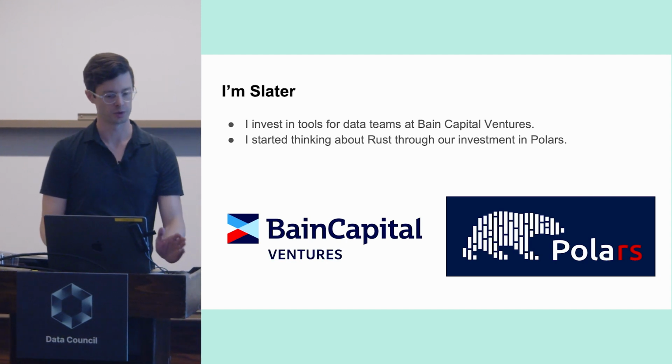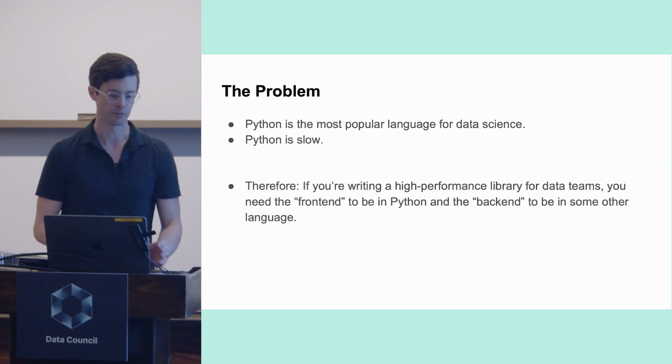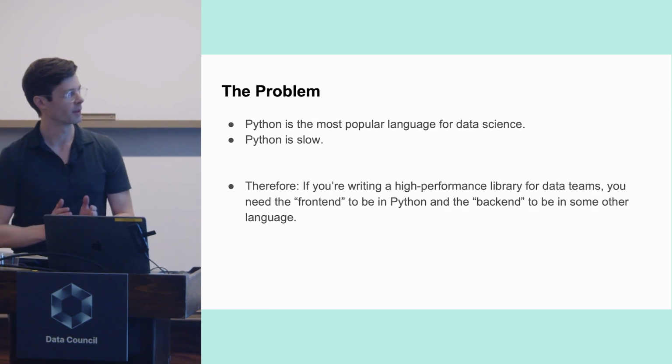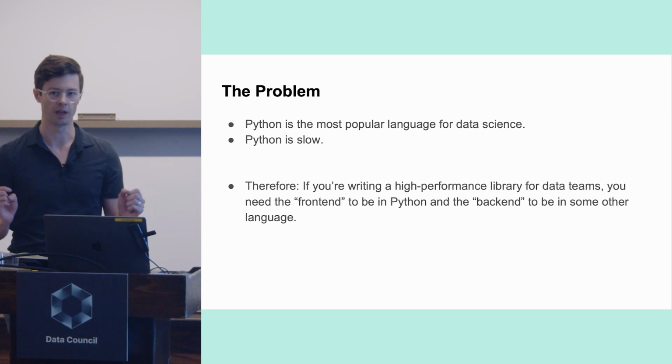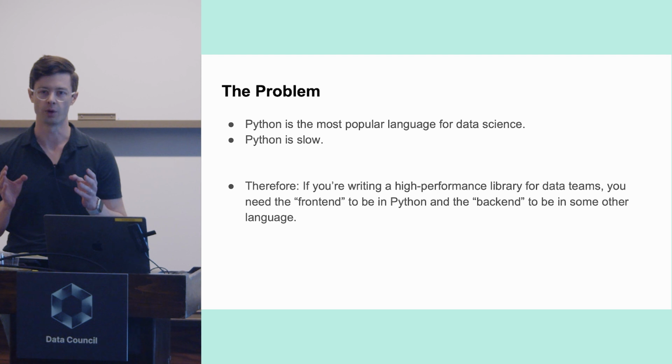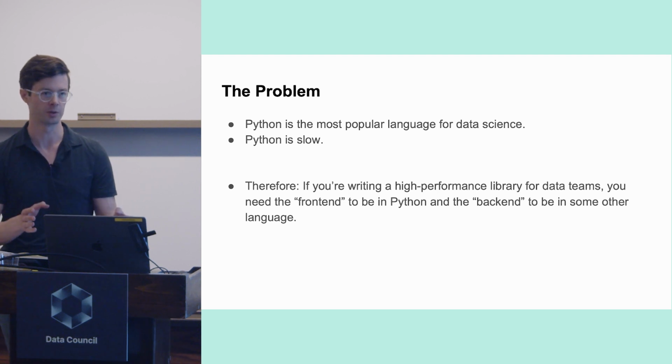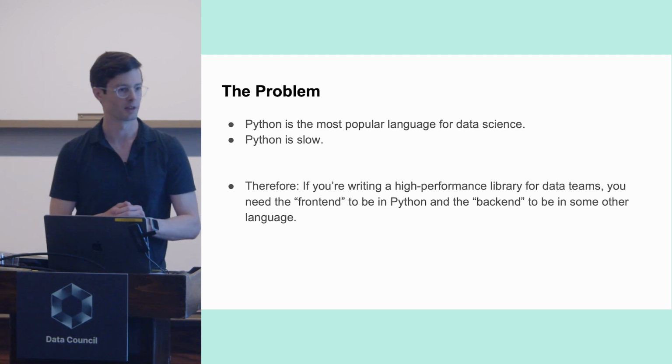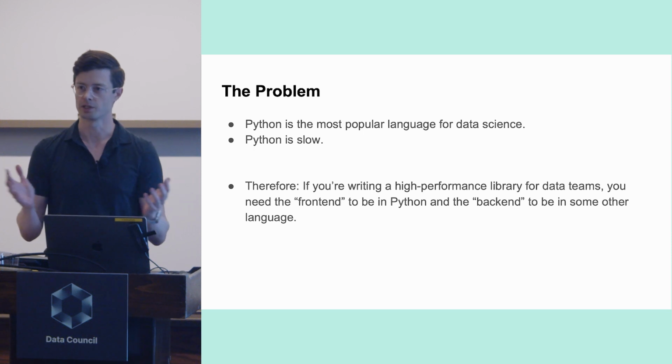So let me start with what I sort of perceive as the problem here. So the problem is that Python won the language wars and became the de facto language for data teams. So on one hand, if you want to build something for data teams, you have to expose a Python API. But on the other hand, Python itself, it's an interpreted language, and it's very slow.